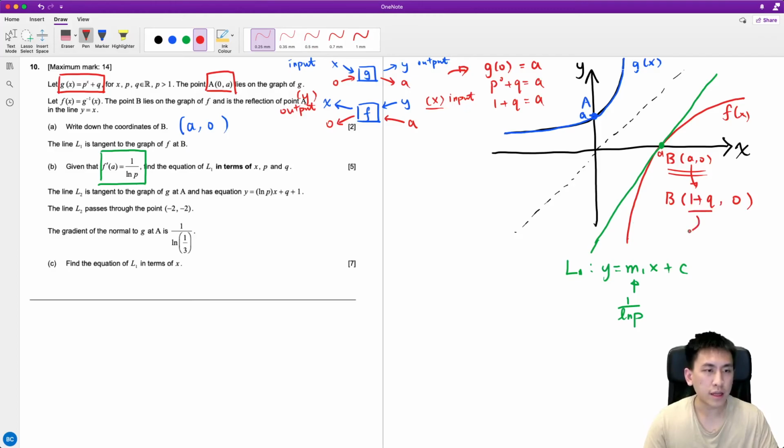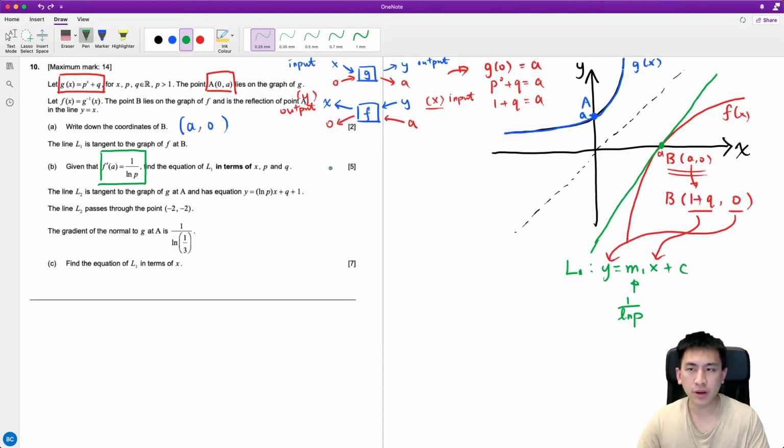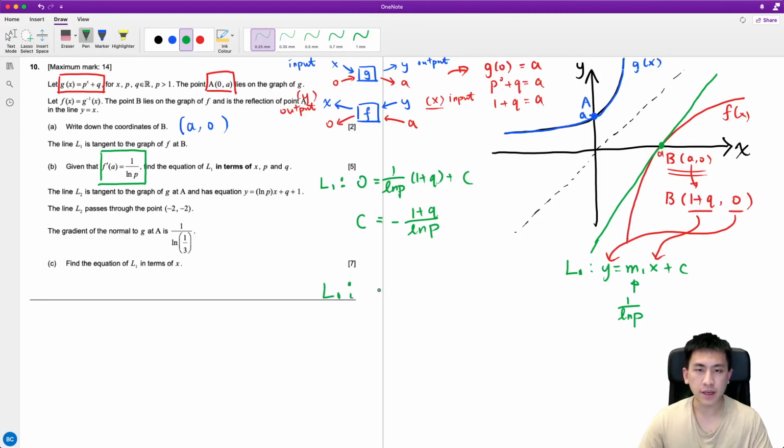Then we can substitute this in here, and substitute the x, to find c. So for L1, y is 0, so 0 equals the gradient, which is 1 over log p, times x, which is 1 plus q, plus c. With a little bit of rearrangement, c is simply minus (1 plus q) over log p. Knowing all this, our final equation for L1 is y equals 1 over log p times x, minus (1 plus q) over log p.